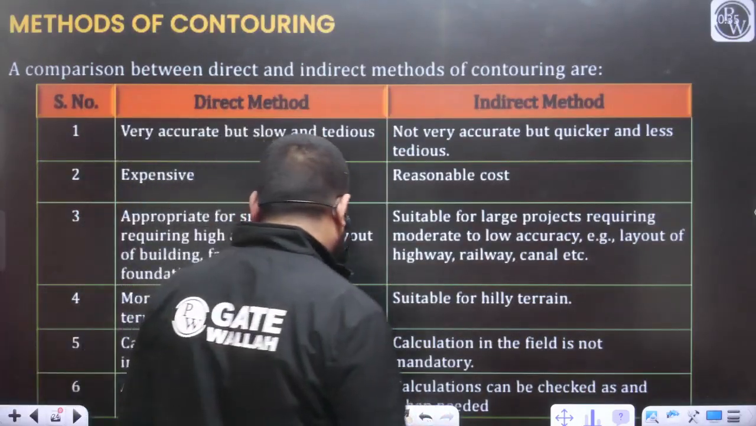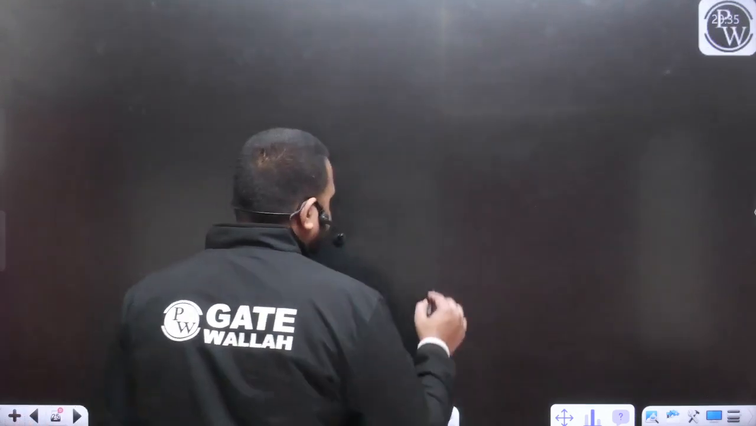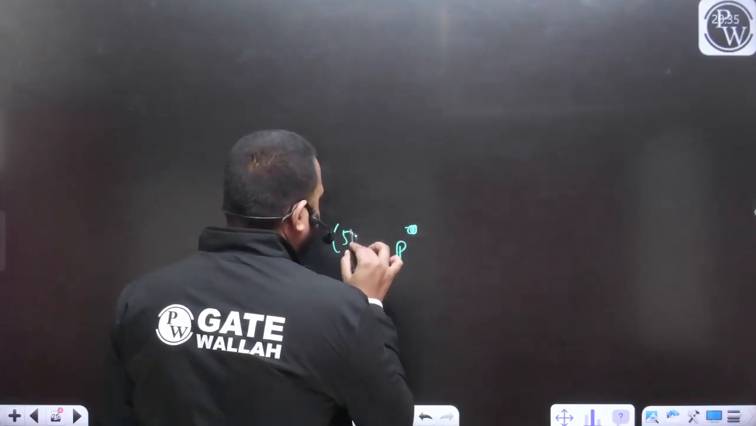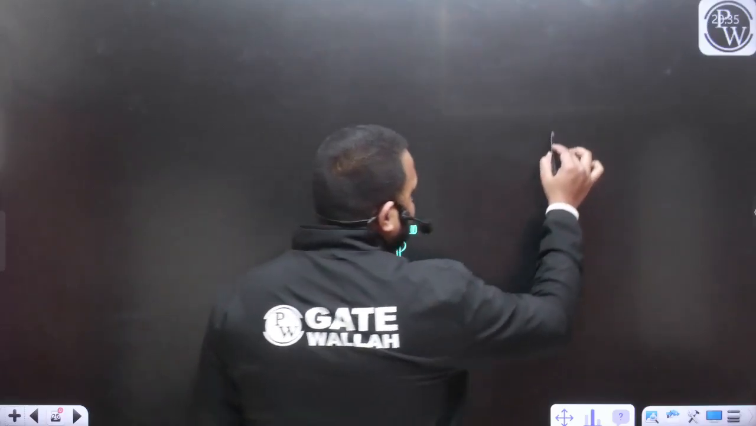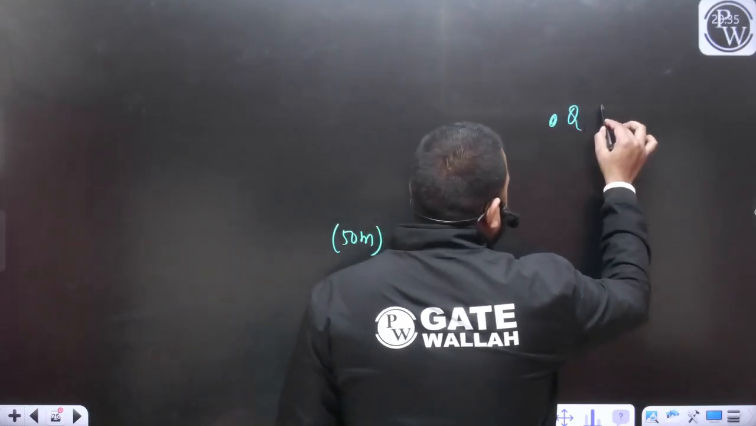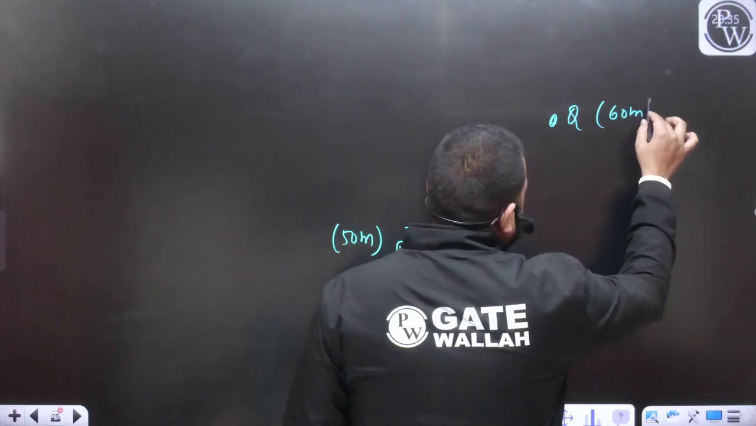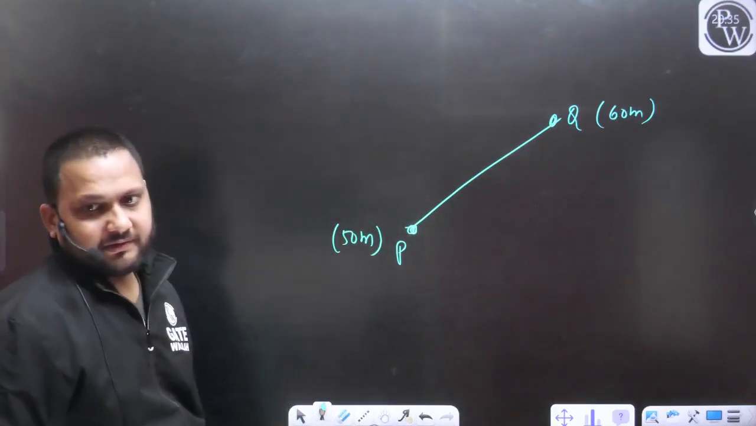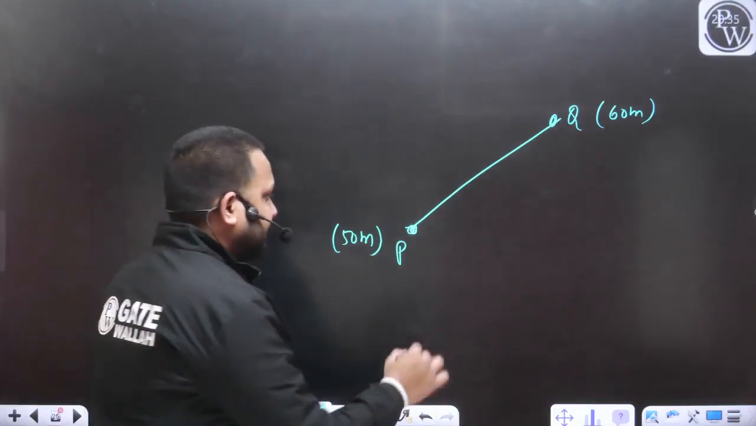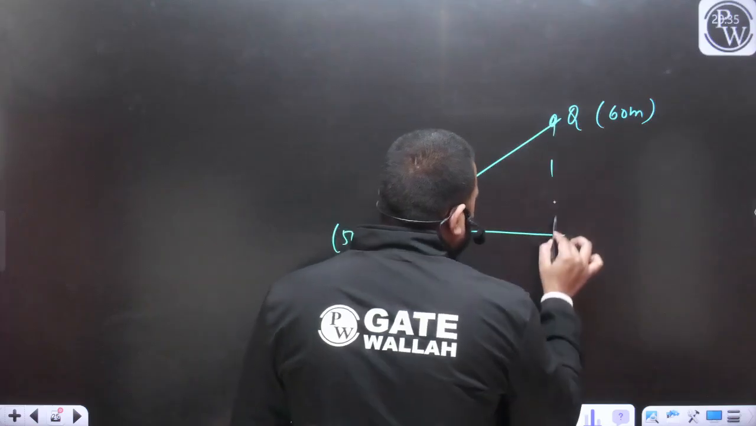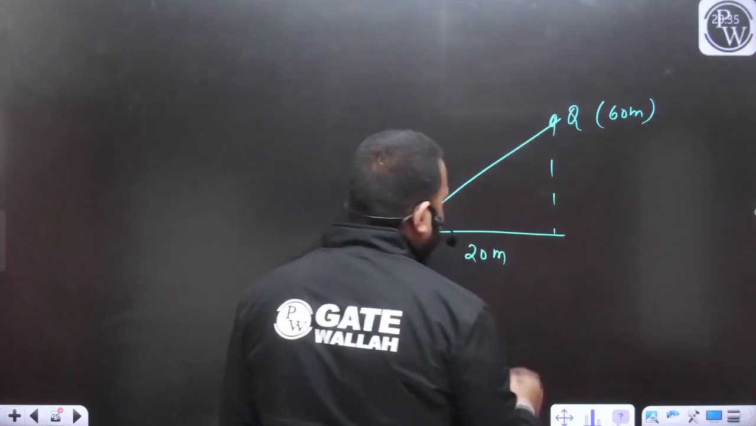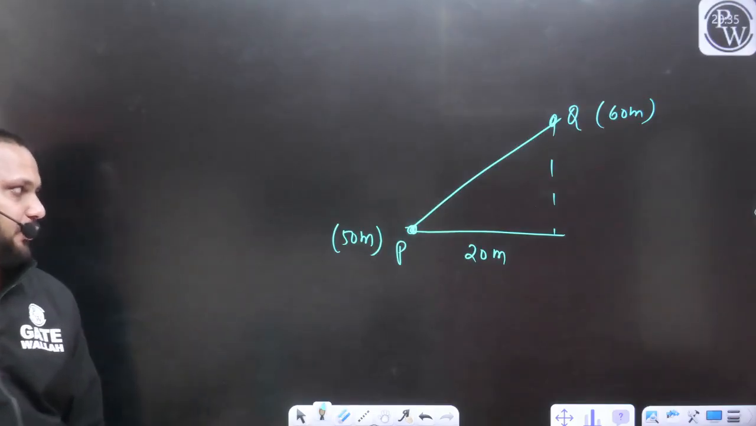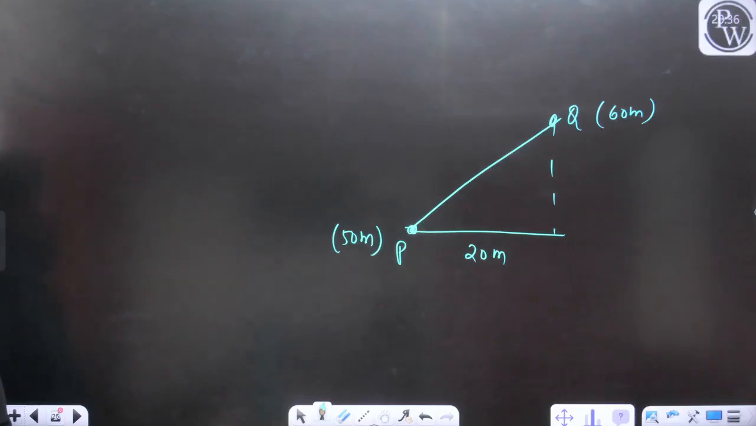So for example, let us understand. I am saying this is the point P having the contour of 50 meter. Listen carefully. This is the point Q having the contour of 60 meter, let's say. And this is the line PQ. And the horizontal distance between the point P and Q is given as 20 meter.